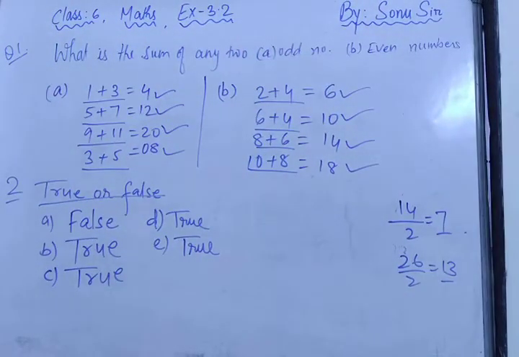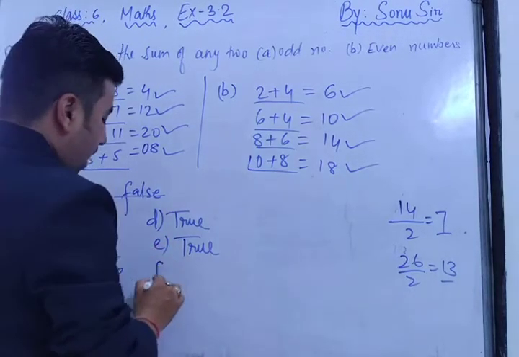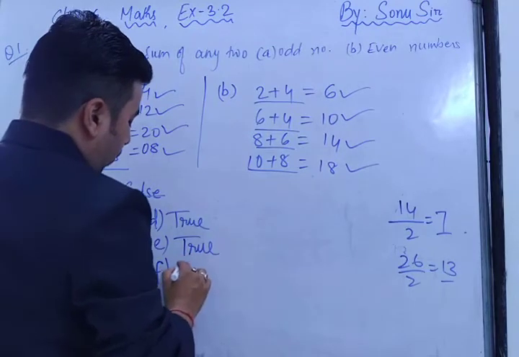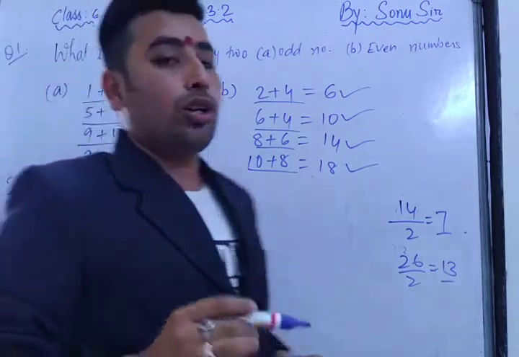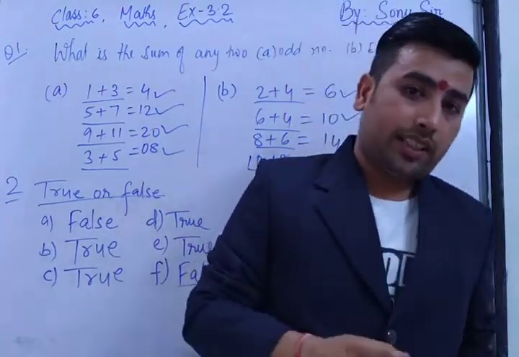Now the next question after E, we are moving towards F. Prime numbers do not have any factors. Prime numbers have factors. It's false. Prime numbers also have factors 1 and itself, right? So it is false. Why? Because a prime number also has its factors 1 and itself.